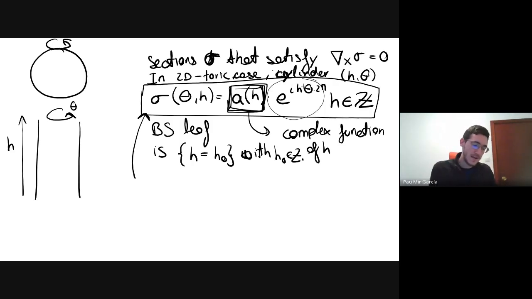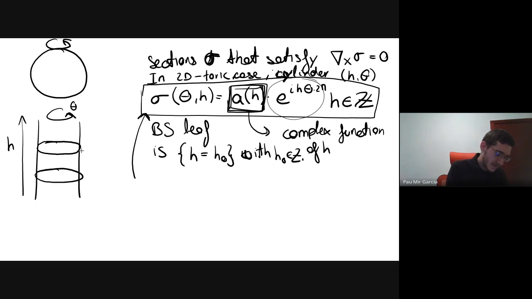If h is an integer, then this works well for the angle. So the angle matches when you do a loop in this cylinder. This is where the integer condition comes from. So a Bohr-Sommerfeld leaf is found at any integer h in this case. This is Bohr-Sommerfeld, this is Bohr-Sommerfeld. The zero leaf would be Bohr-Sommerfeld, etc.